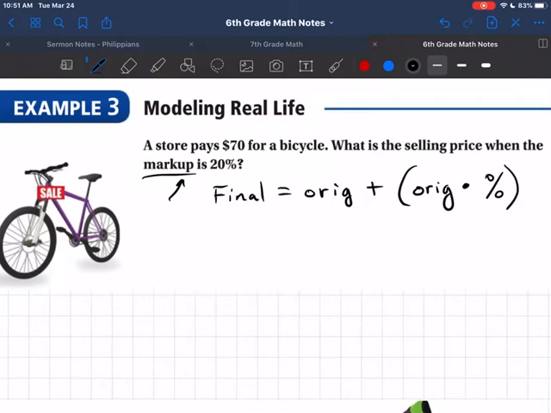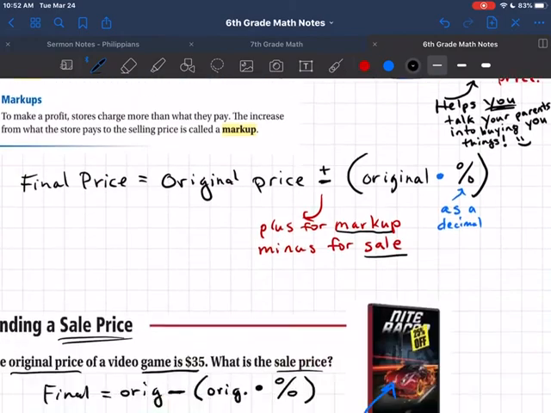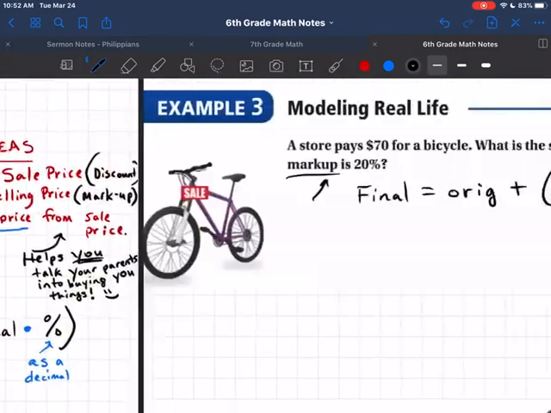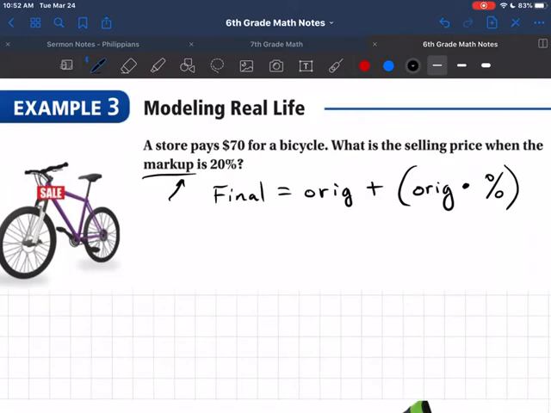Now the final price a store pays, did I mess that up the first time? Nope, sorry. I'll just check and make sure I didn't do something wrong. So final price is going to be equal to the original. And in this case, the original is how much you paid. So we could almost put how much you paid here. How much you paid plus how much you paid. I mean, it's different words, but it's all the same. How much you paid times the percent.